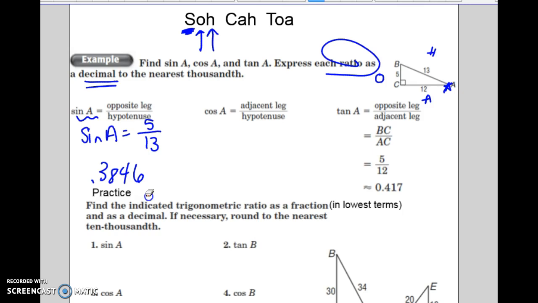Good. If you didn't get that, did you make sure that your calculator was in degree mode? Because if you didn't get that, then maybe you haven't put it in degree mode. Remember, your calculator must be in degree mode.